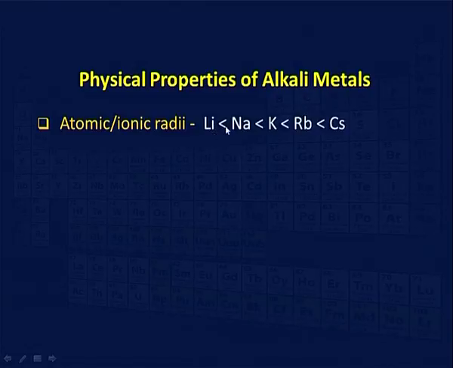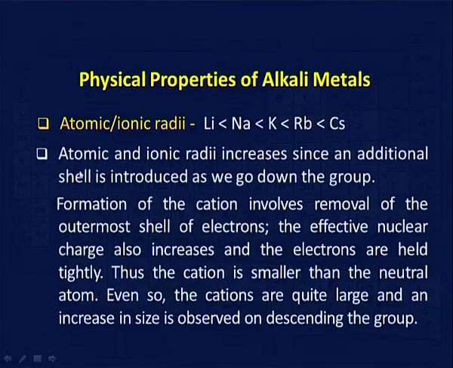Lithium is smallest because there is a subsequent addition of a new shell. From here we have 2s1, 3s1, 4s1, 5s1 and 6s1 configuration. So, there is an additional shell added to it, therefore, it becomes larger and larger. Atomic and ionic radii increase because of the additional shell introduced as we go down the group.